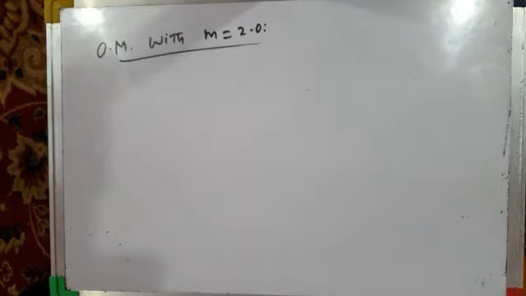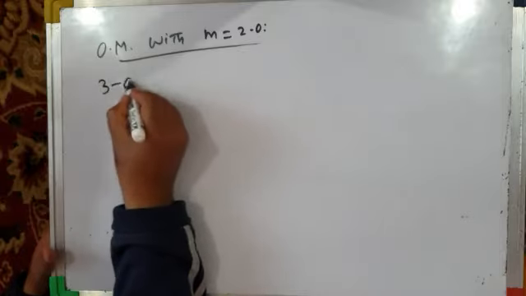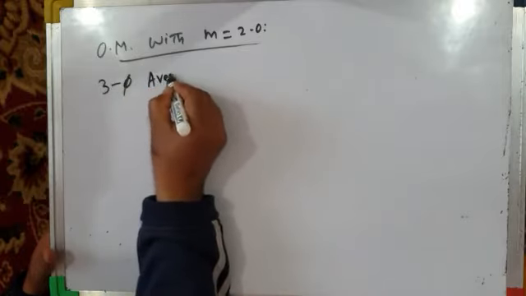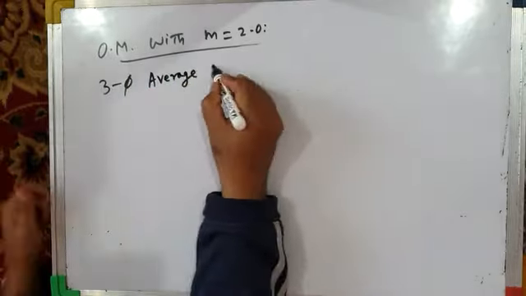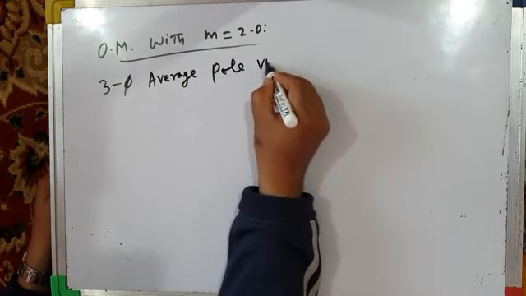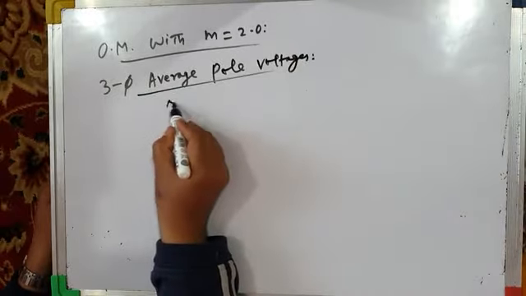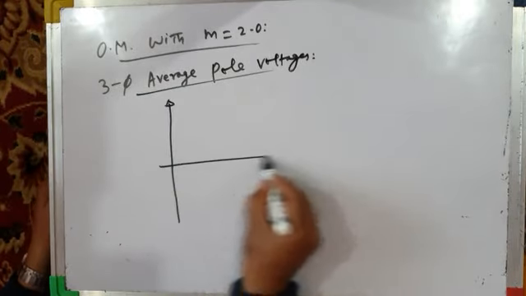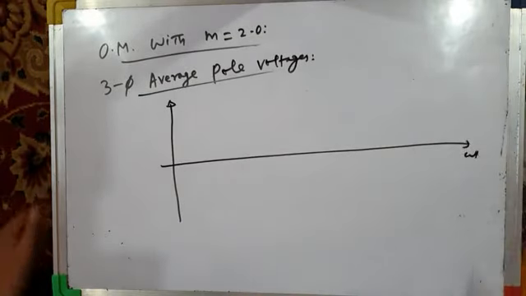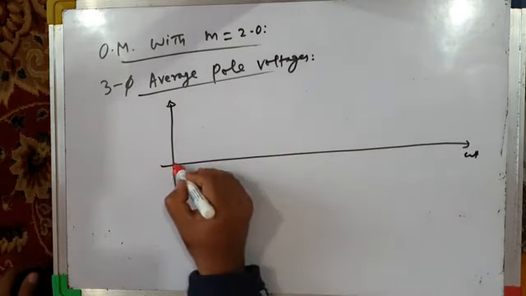And now let us draw the three-phase average pole voltages. In order to give a better view, let me use a red color pen for phase leg R.